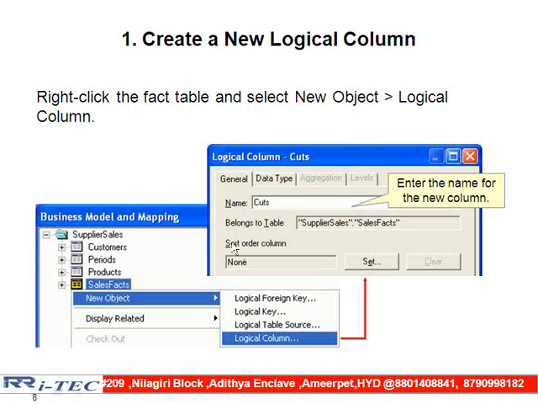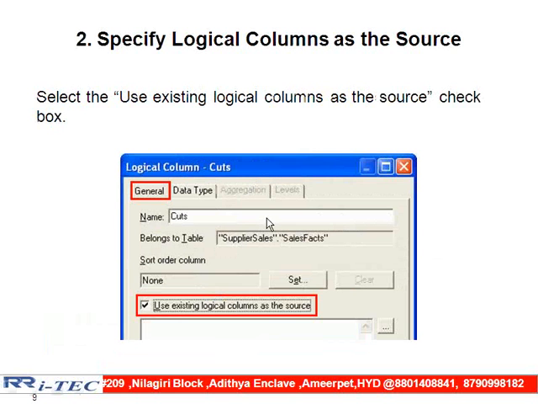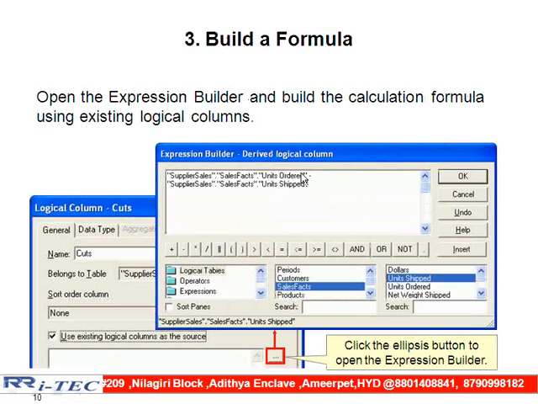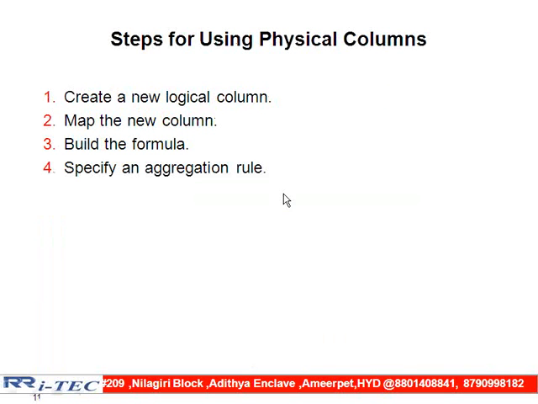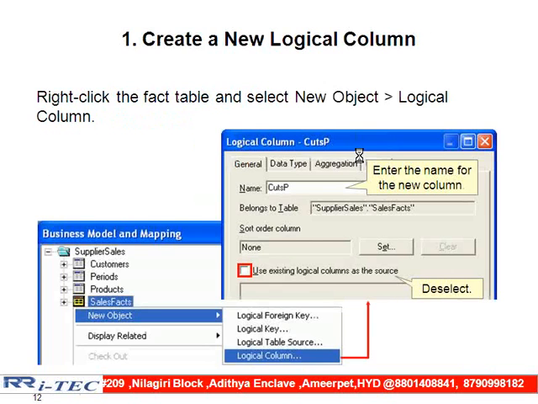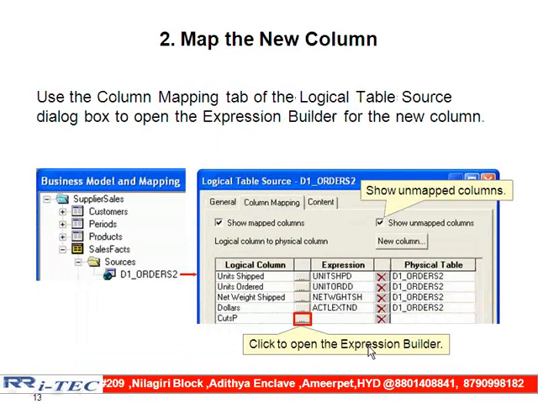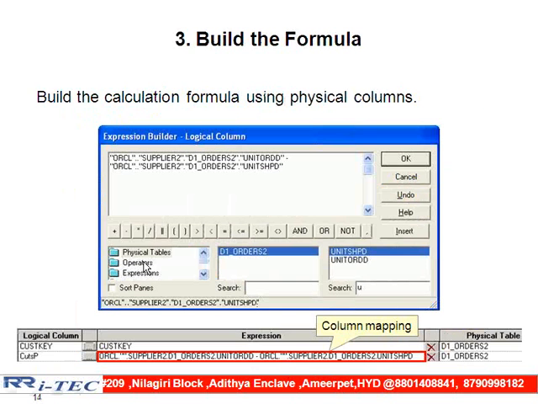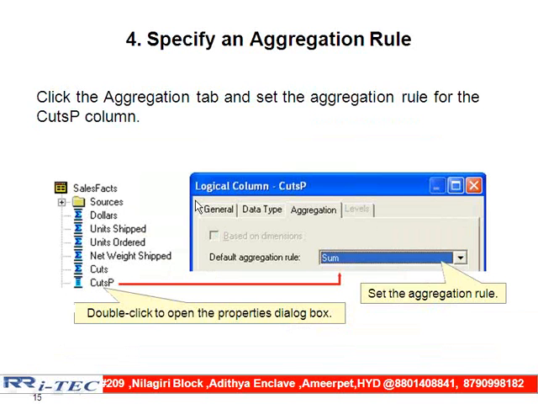I am going and giving the name as cuts. Then I am defining the formula using the existing logical columns, with a minus between them. Okay, then I am going forward, sir. Physical columns, give the name. Next, define the formula. Here I am defining the formula. Once you define the formula, one extra step is there. That is what, sir? An aggregation rule we need to associate.